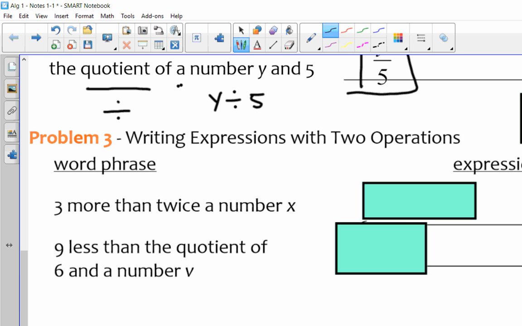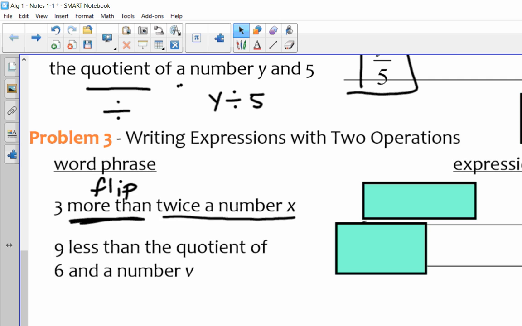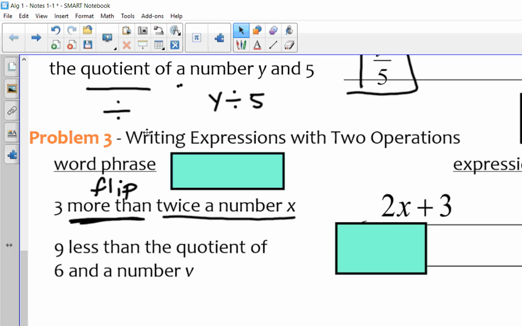Okay, 3 more than twice the number. Right now, more than tells me to flip. 3 more than, I'm going to add 3. Now this one, twice the number, really means I want to double it, so in this case I multiply it by 2. So if I take all that into account and write an algebraic expression, I should get 2 times x plus 3.